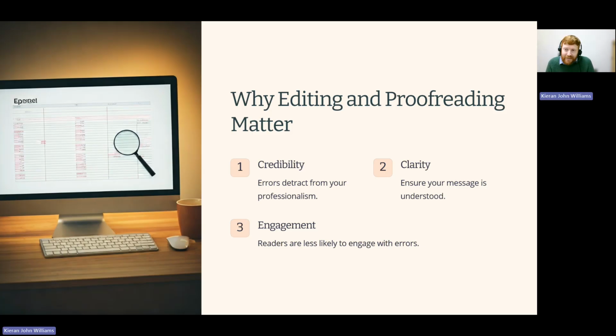Now, third, engagement. If a reader, for example, your lecturer, encounters repeated errors or some vague language or something like that, they may lose confidence in the strength of your argument. So in short, if you have strong editing and proofreading, this directly supports higher academic performance.